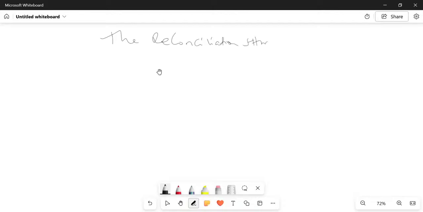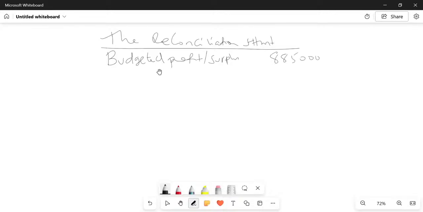Reconciliation statement. So we start with budgeted profit, or what they are calling surplus. 50,000. How do you say the variances in between? So variances, you give us material price variance, material usage variance, labor rate variance, labor efficiency variance.